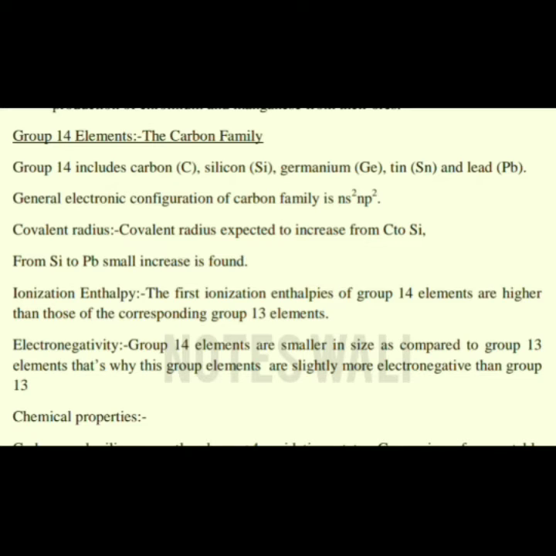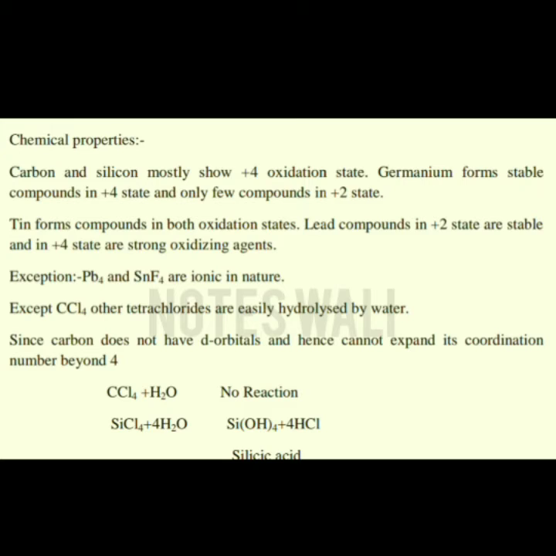They are more electronegative than group 13 elements. Then come to chemical properties. Carbon and silicon mostly show +4 oxidation state, but germanium forms stable compounds in +4 state, and in some compounds it has oxidation state of +2.